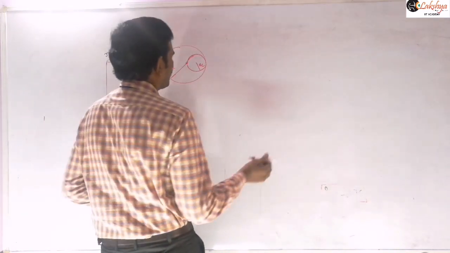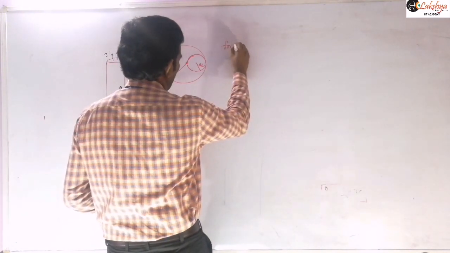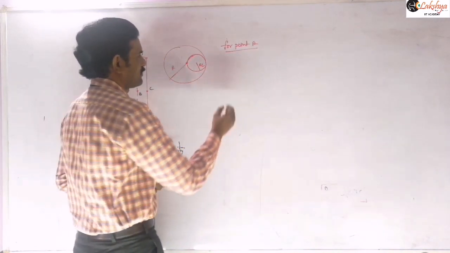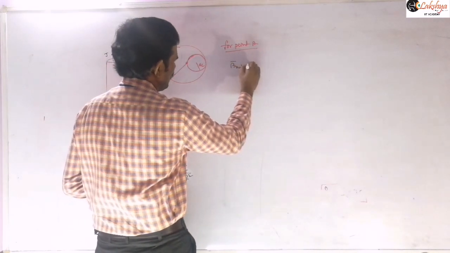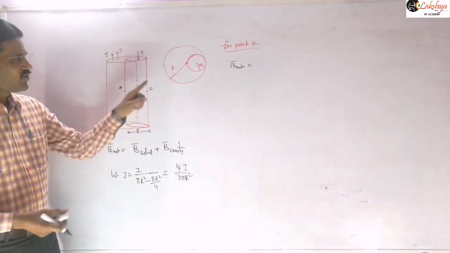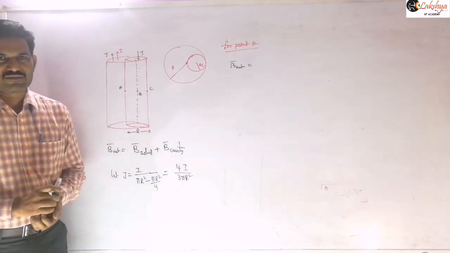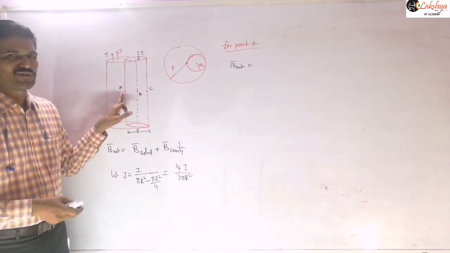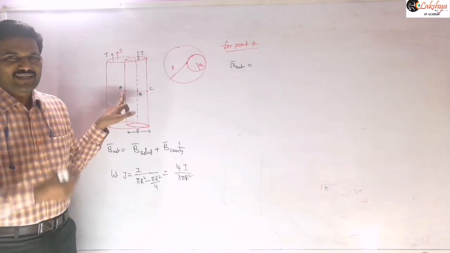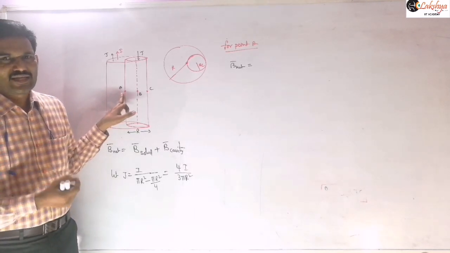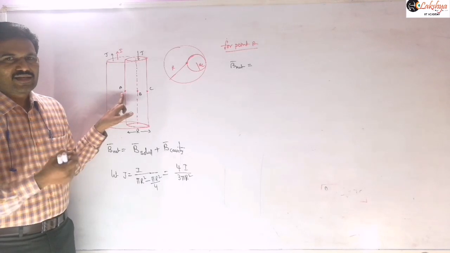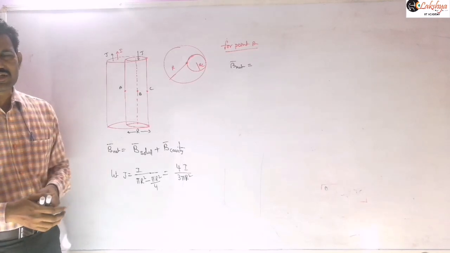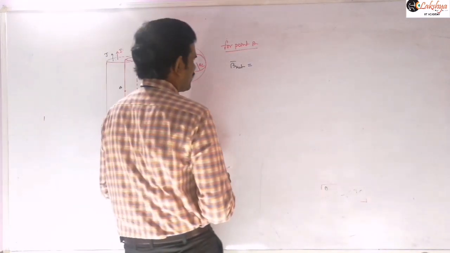Now first I am writing for the point A. The net magnetic field is, can you say what is the magnetic field due to the solid cylinder for this point A? If you take it as a solid cylinder, where does A lie? It is lying on the axis of that solid cylinder, so you can take its value as 0. The magnetic field at that point will be 0.